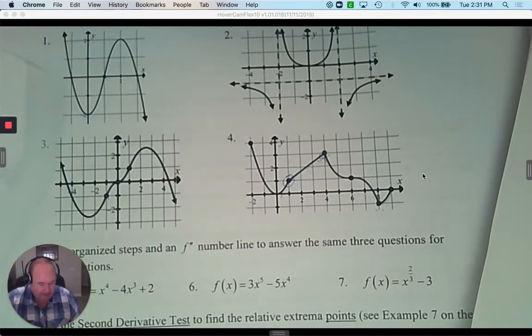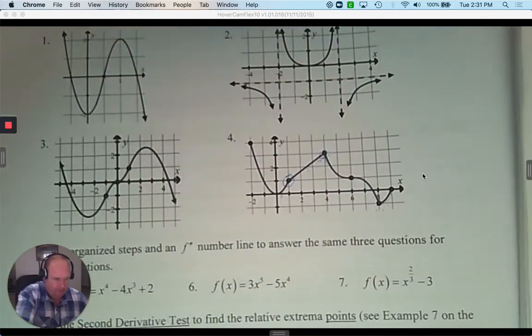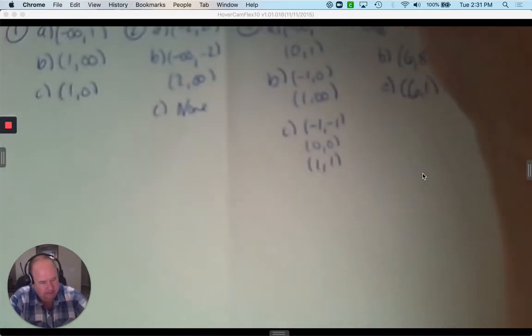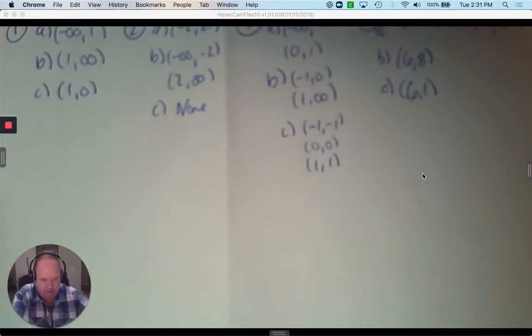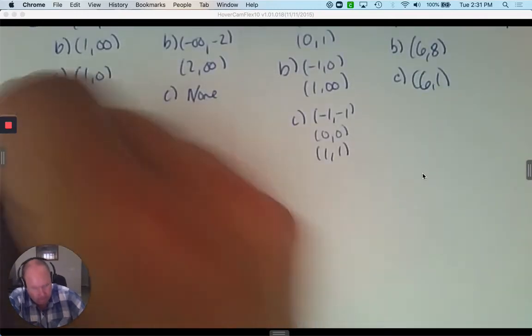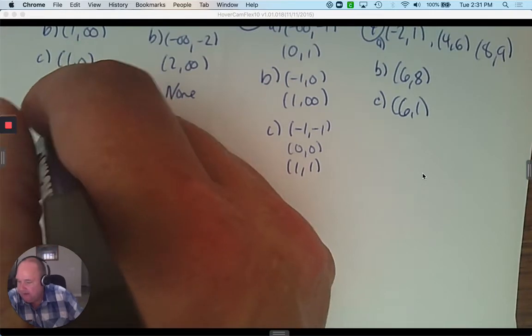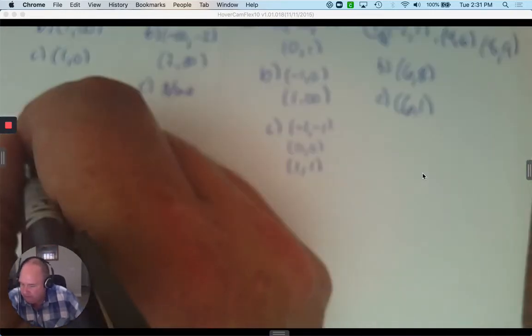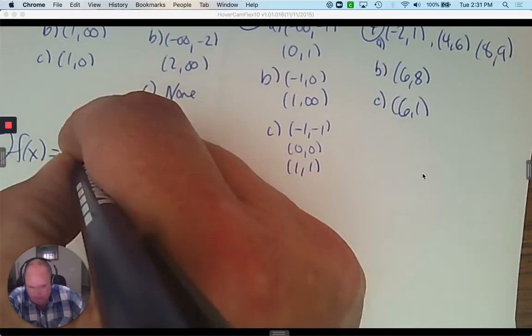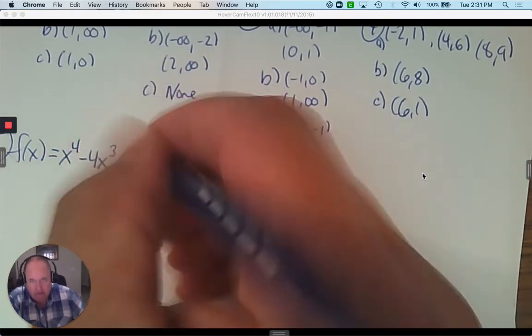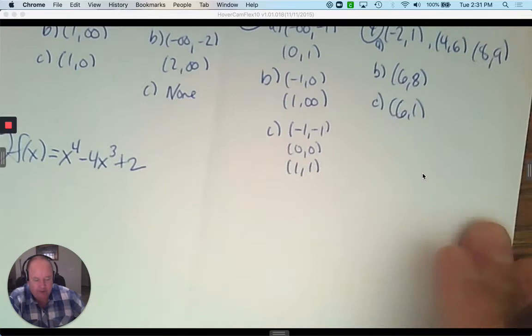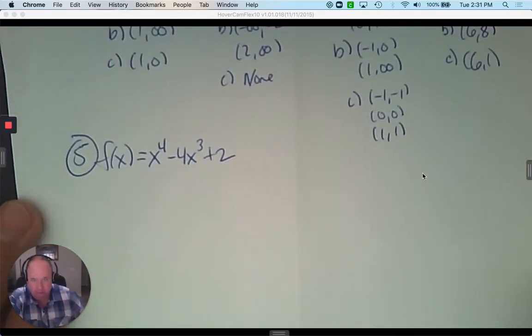All right, number 5. I'm going to move my camera just a little bit so I don't need to look off the graphs anymore. So here's number 5. It says, show organized steps and a second derivative number line to show the same 3 questions for these functions. Okay, so now we're not looking off a graph, but we're doing it algebraically. Can you tell me concavity? So it's the second derivative test. Now for the second derivative, we have to find the first derivative first.